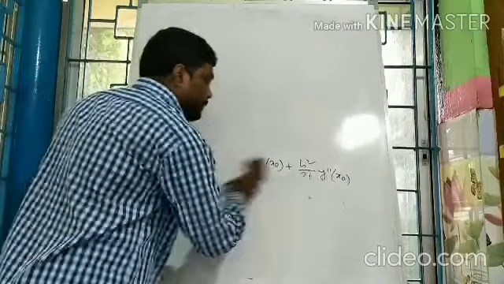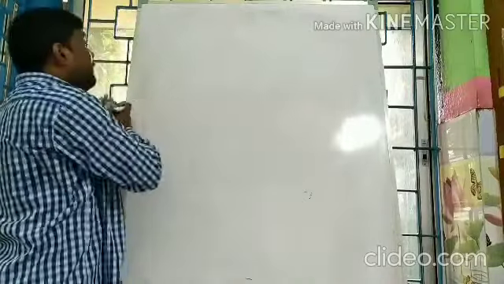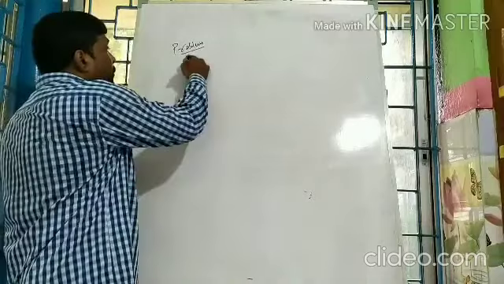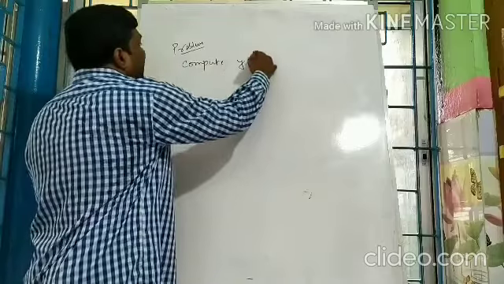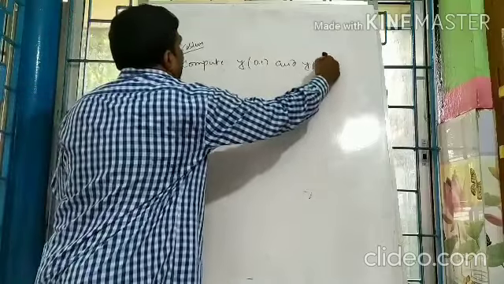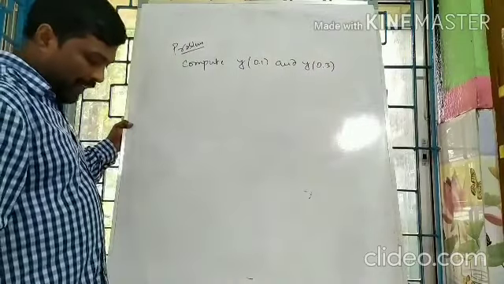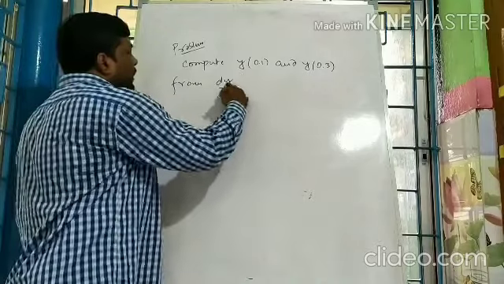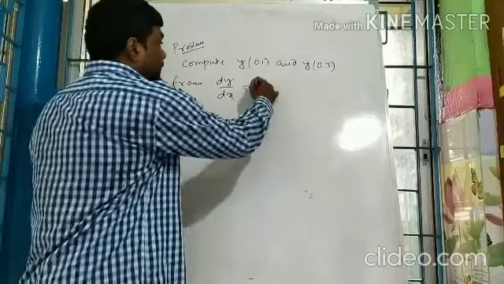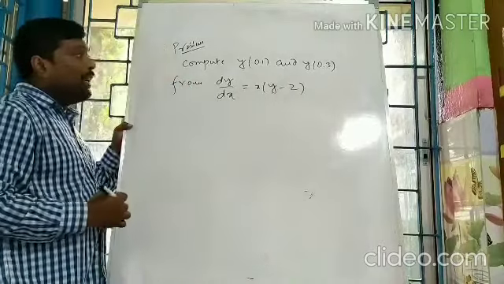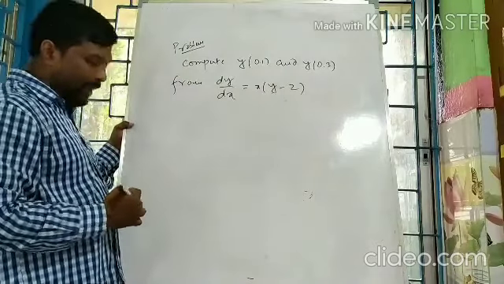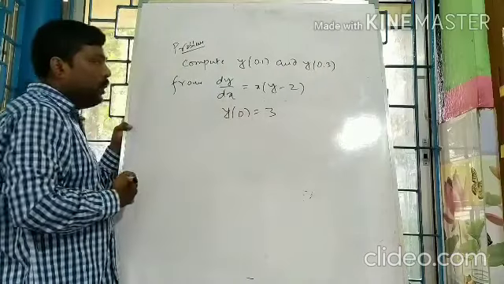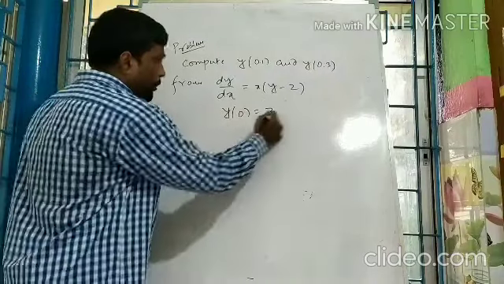Let us write one problem. Compute y(0.1) and y(0.3) from the differential equation dy/dx = x y minus 2, with initial condition y(0) = 3, correct to 5 decimal places.